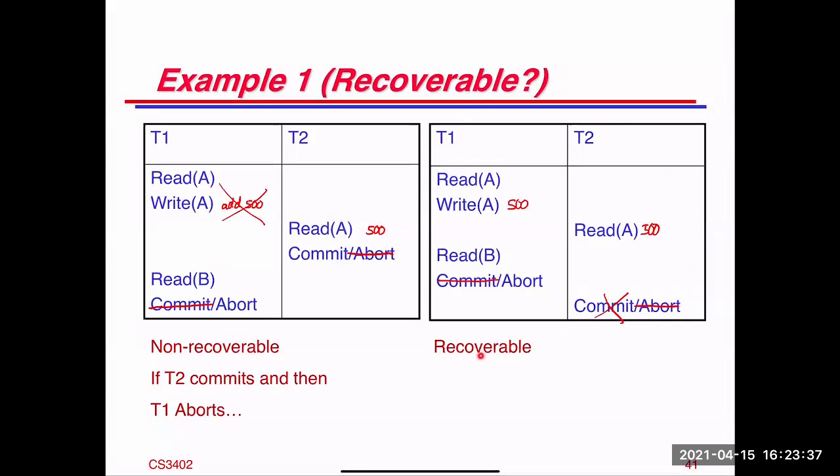So we determined that it's recoverable, but actually what I asked in the poll is, what is the strongest recoverability condition, right? So if it's recoverable, then that's great. That's, of course, the weakest recoverability condition, but there are two stronger ones, right? Cascadeless and strict. So I'm asking, how can we make this schedule here satisfy the strict definition?